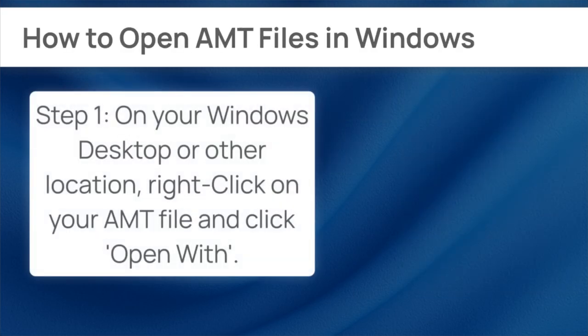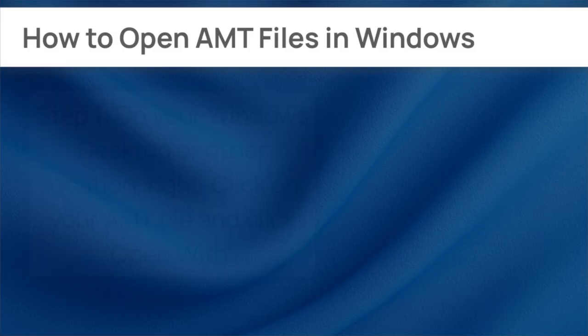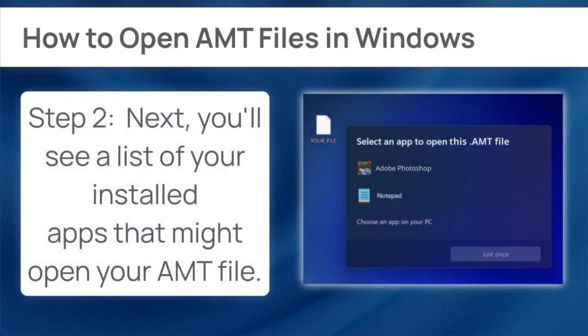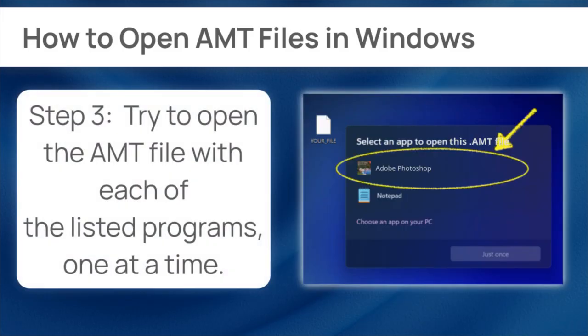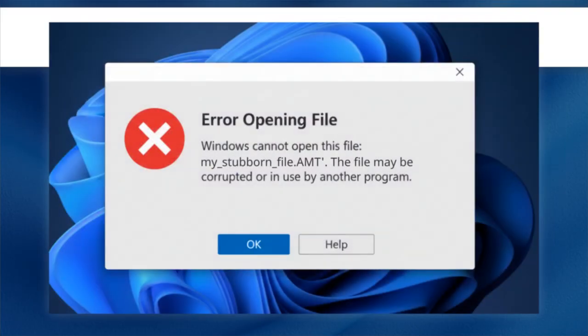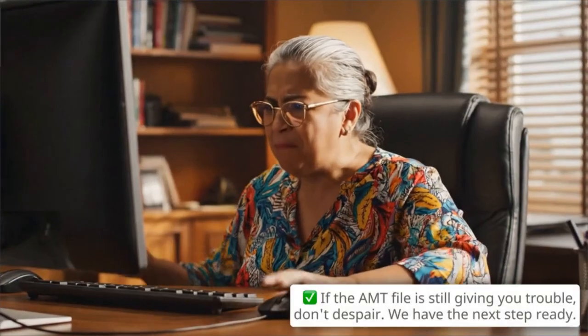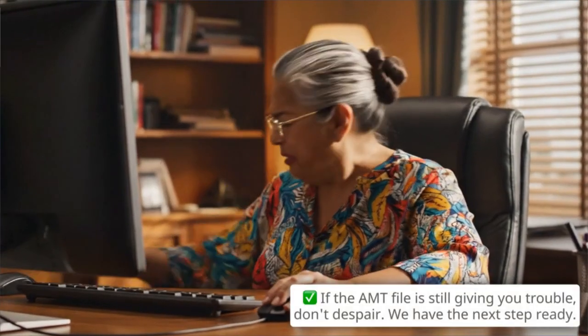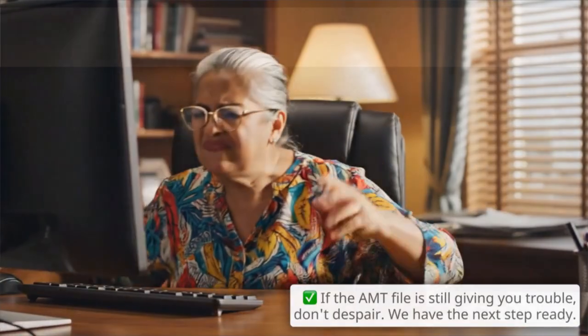Your first step: right-click the AMT file and choose Open With. If Adobe Photoshop is an option, select it first. Otherwise, try another tool from the list. Compatibility is key. If the AMT file is still refusing to open, it's expected. The file didn't cooperate. Let's now transition to these 3 highly effective troubleshooting steps to conquer the AMT problem.